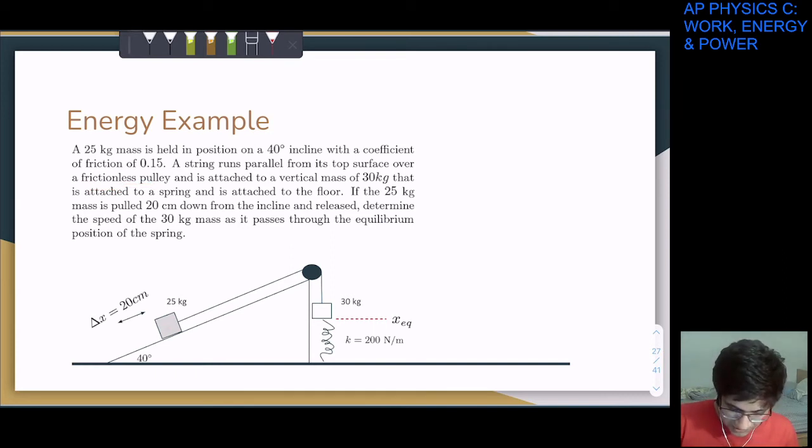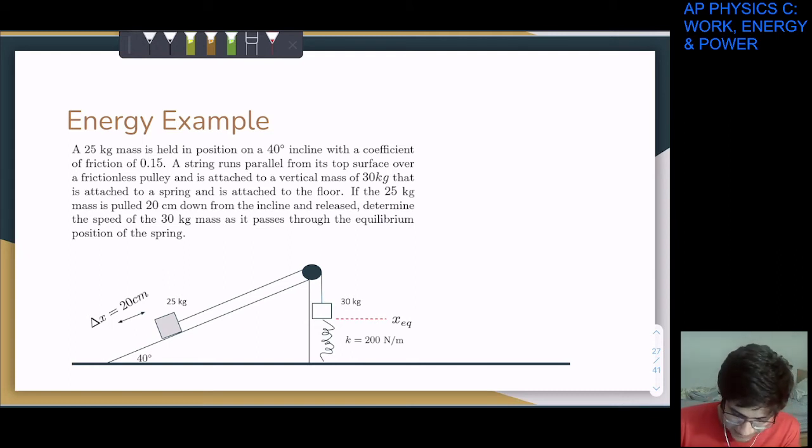It's held in position on a 40-degree incline, so we know this angle, with a coefficient of friction. Okay, there's friction involved. Is friction conservative or non-conservative? It's non-conservative, right? Because we're going to need that, because in our conservation of energy we have a work non-conservative term. So now I'm thinking friction might be that term.